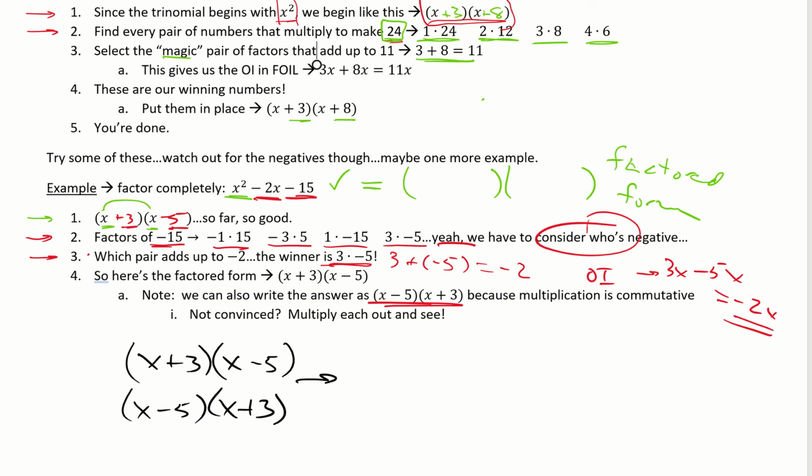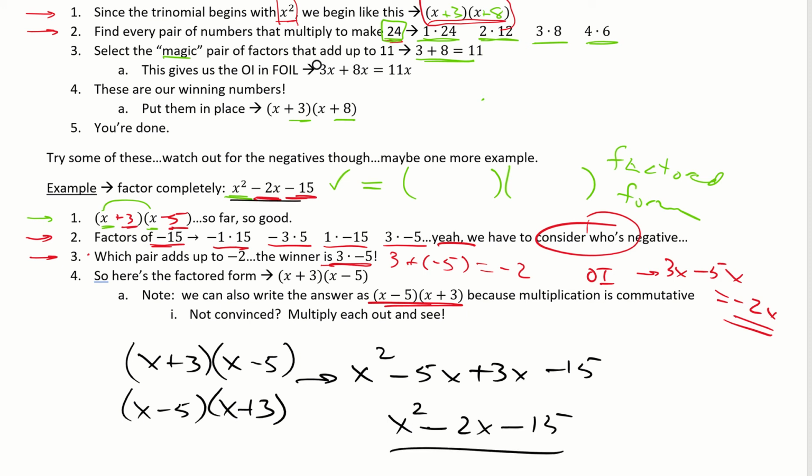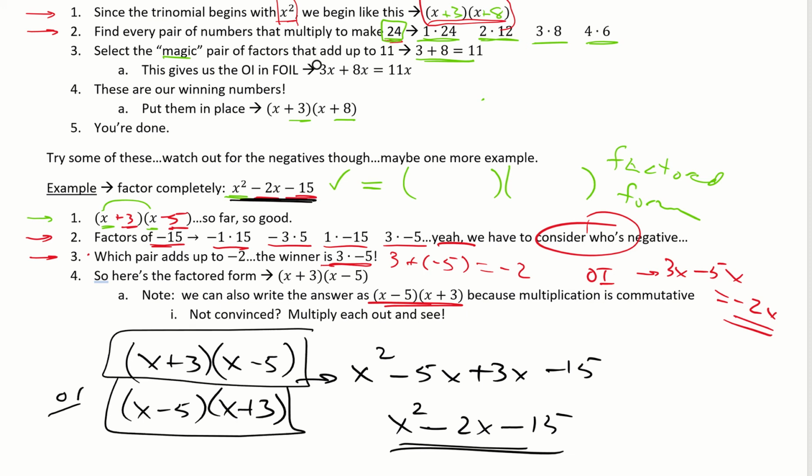It doesn't matter. What you're going to get is x squared, minus 5x plus 3x minus 15, which is x squared, combined terms, minus 2x minus 15. That is what we were trying to factor. We did it, and the answer is this or this one. I don't care which, because you can write it in either order. And that's an example there. All right, so that's the stuff we're doing.